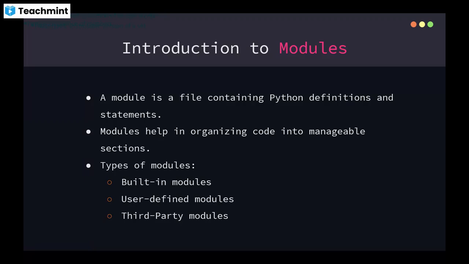There are three types of modules: built-in modules, user-defined modules, and third-party modules. Built-in modules come along with Python, and we have already been using them. User-defined modules are the ones we define on our own. Third-party modules should be downloaded from the internet and used. Let's take examples of these.